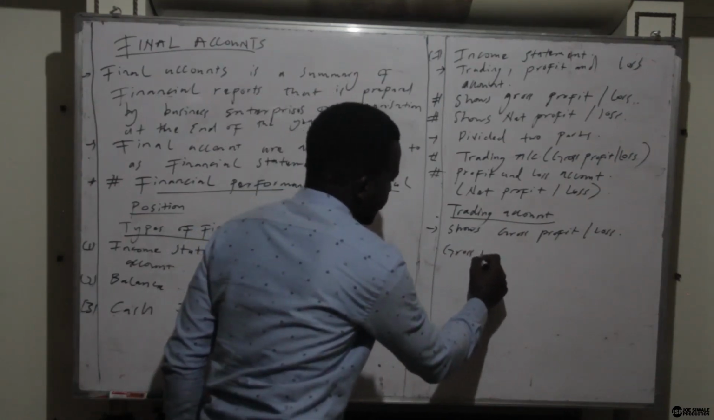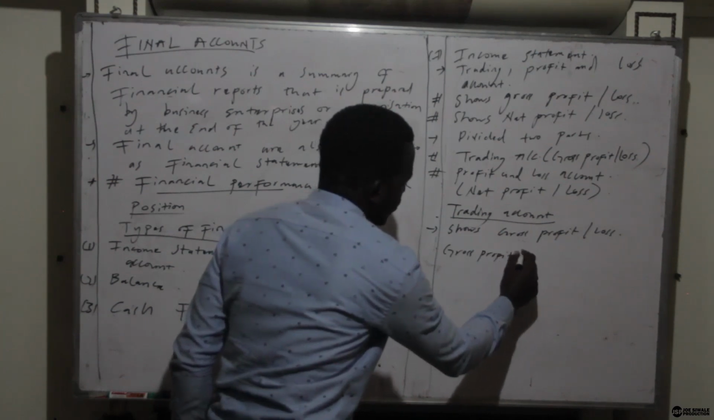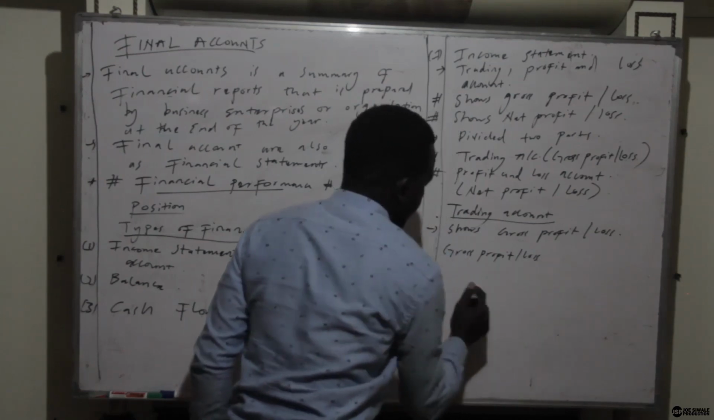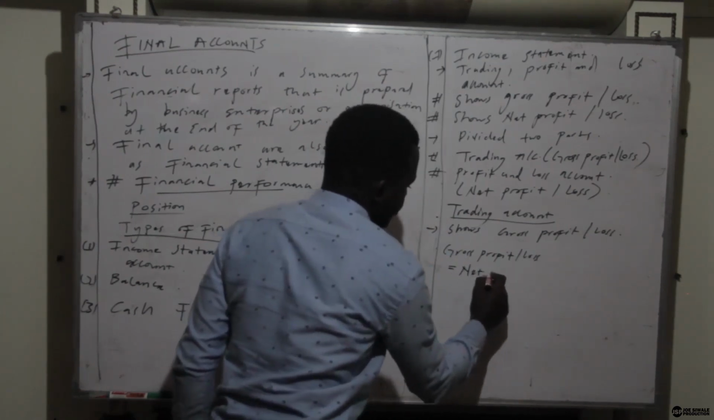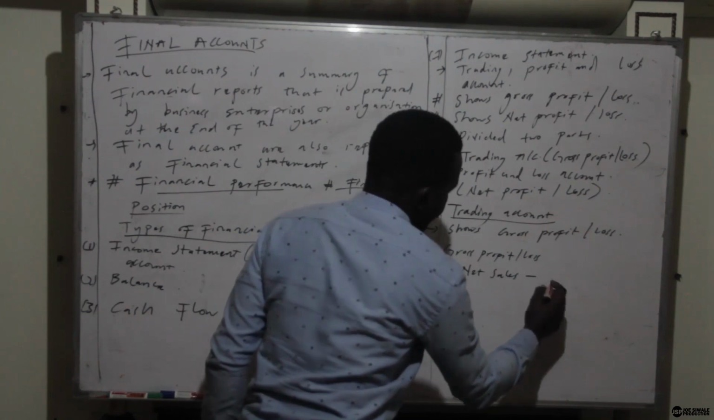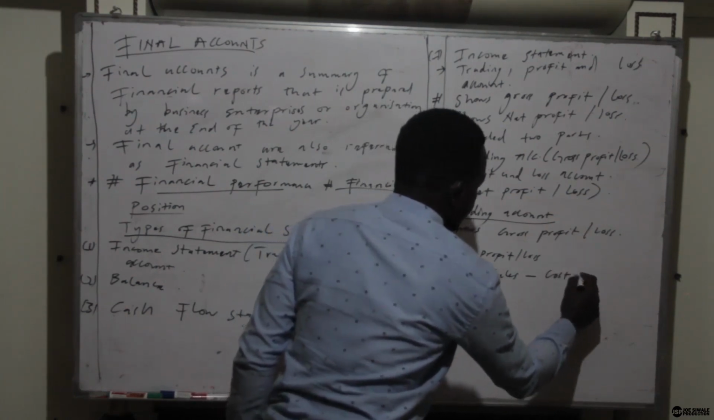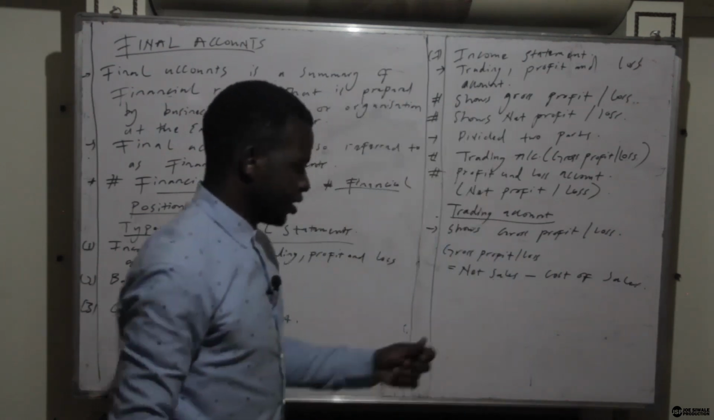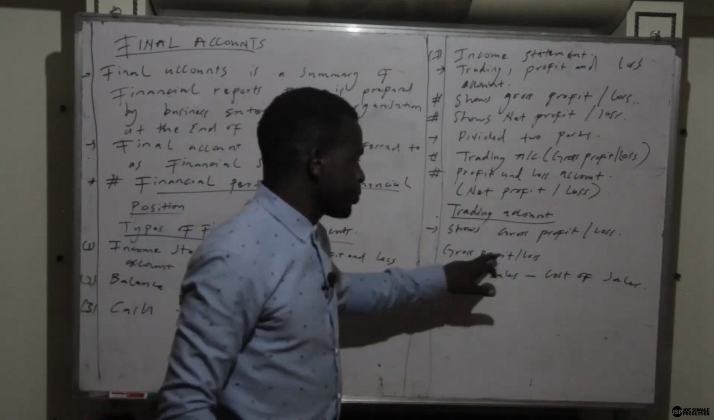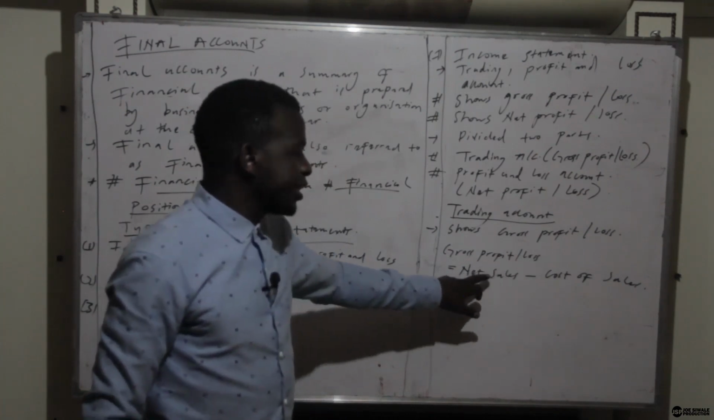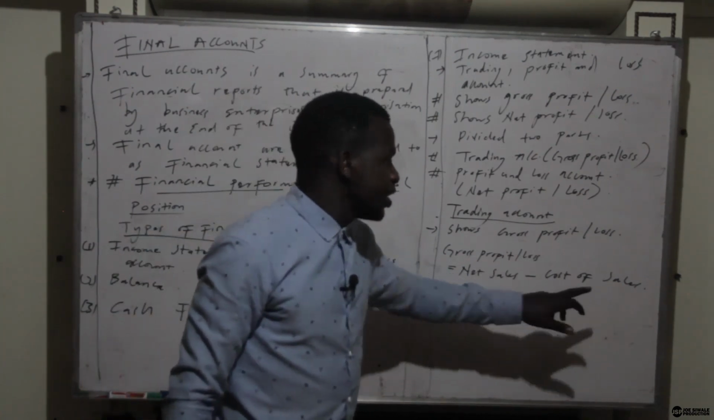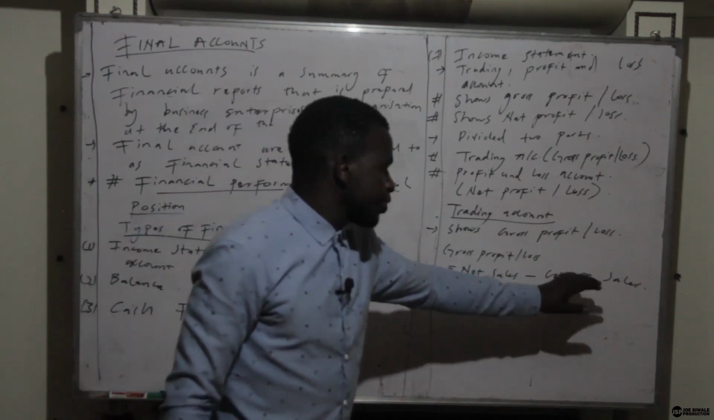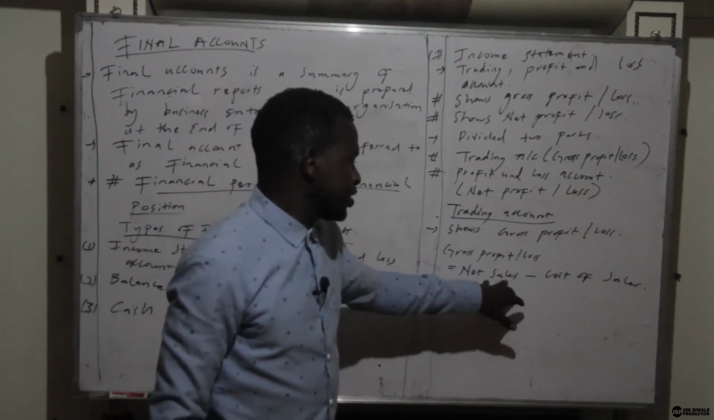the formula that we can use when finding the gross profit or loss. We can say net sales minus cost of sales. So this is the formula that we use, and the gross profit is found when the net sales is greater than the cost of sales. Then the gross loss is found when the cost of sales is greater than the net sales.